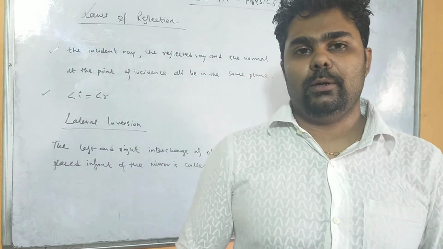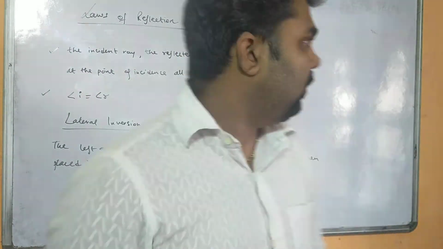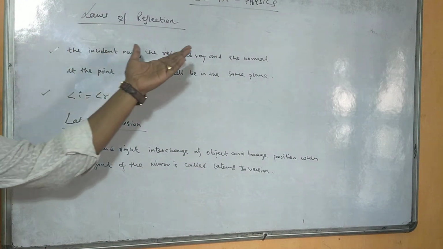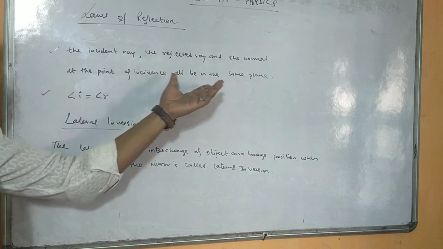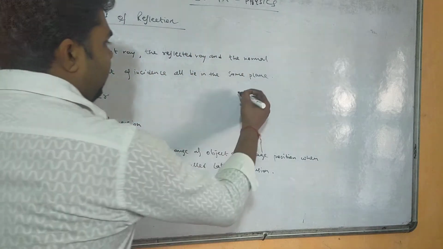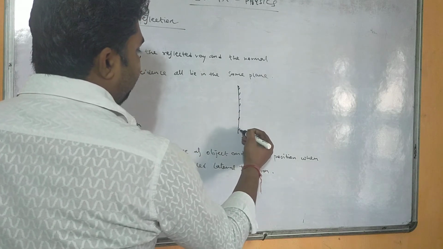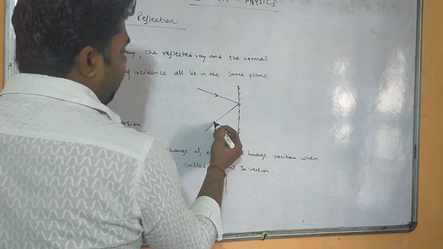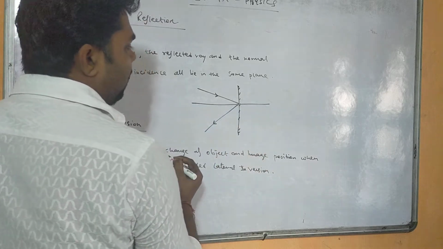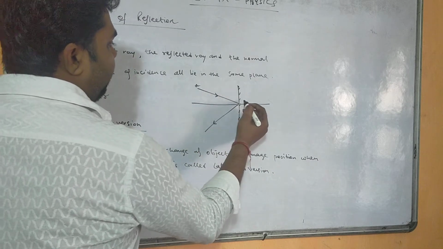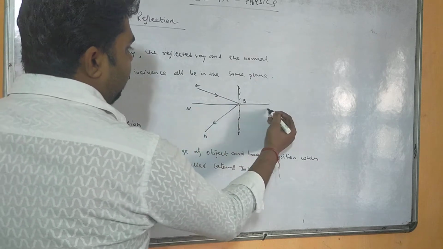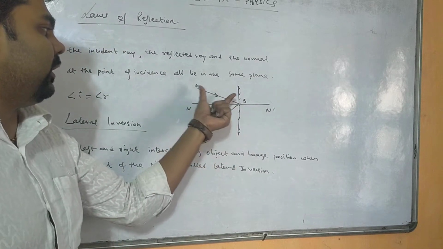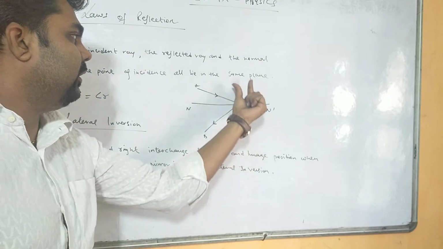So in this class we learn what lateral inversion is and what the laws of reflection are. The first law of reflection says that the incident ray, reflected ray and normal at the point of incidence all lie in the same plane. That means if I consider this to be a plane mirror, when light falls here, the incident light will get reflected in the same medium, and here if we draw a normal, so this is the incident ray, this is the reflected ray, and this is the normal, all lying in the xy plane, right? So the incident ray, reflected ray and normal at the point of incidence all lie in the same plane. This is the first law.